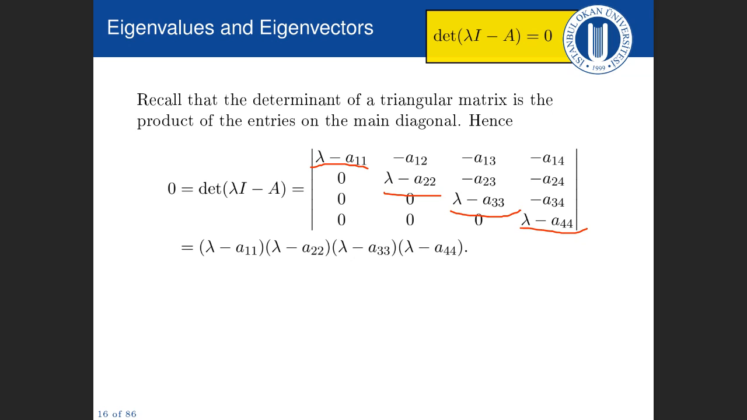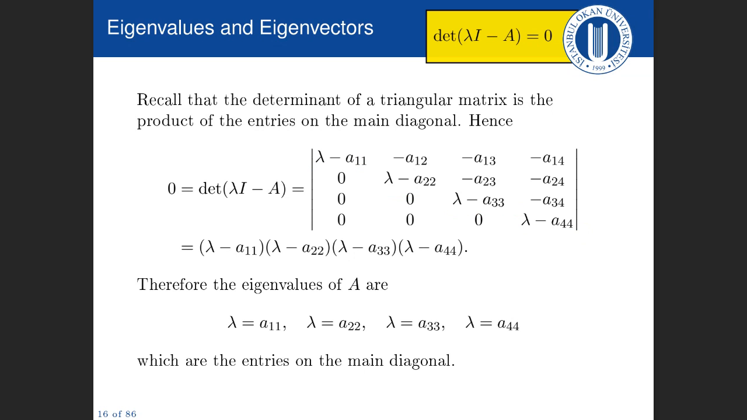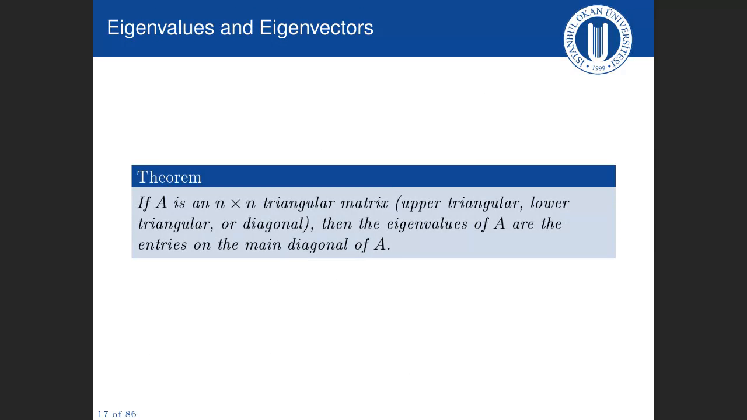And then straight away from this characteristic equation, we can see that the eigenvalues of A must be a11, a22, a33, and a44. That's just the entries on the main diagonal of the matrix that we started with. And this method could be used for any triangular matrix, upper triangular or lower triangular or even diagonal. Let's write this as a theorem. If A is an n by n triangular matrix, so it's either upper triangular or lower triangular or diagonal, because diagonal matrices are also triangular matrices, then the eigenvalues of A are just the entries on the main diagonal of A.